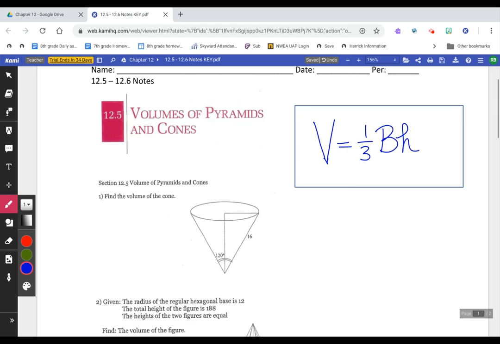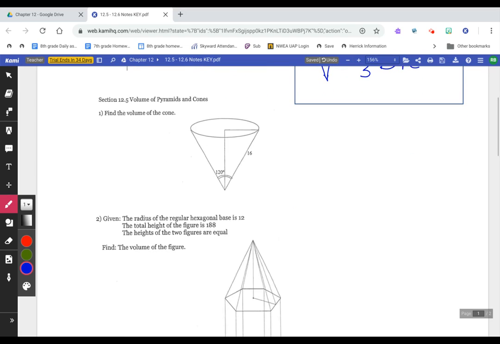So for number one, we're going to find the volume of this cone. Now the height needs to form a right angle with the base. So let's look at this. If we were to take this and divide the 120 degrees in half, we now have 60 degrees. And we have a right triangle because the height is a right angle with the base. So now we have a 30, 60, 90 triangle.